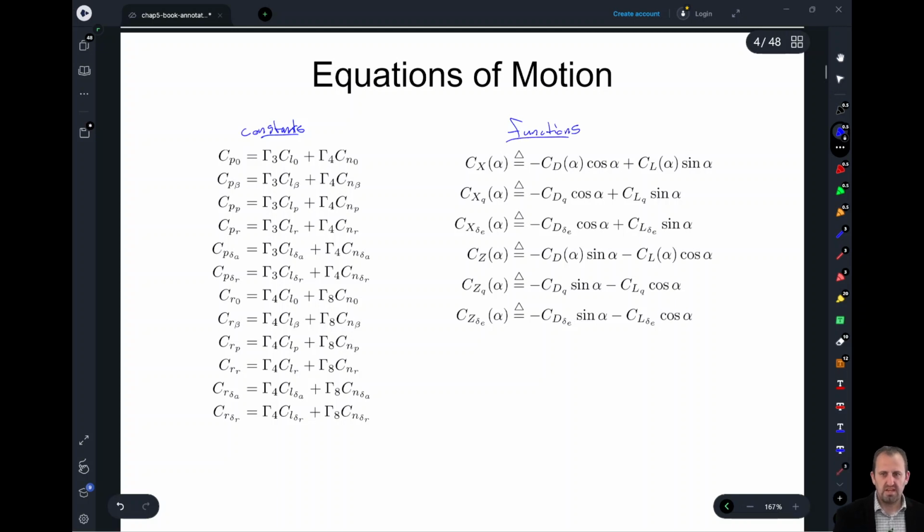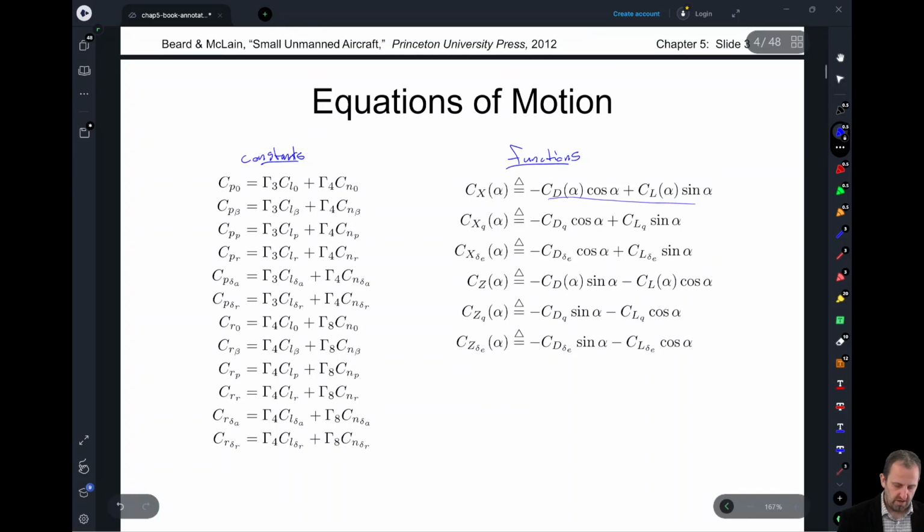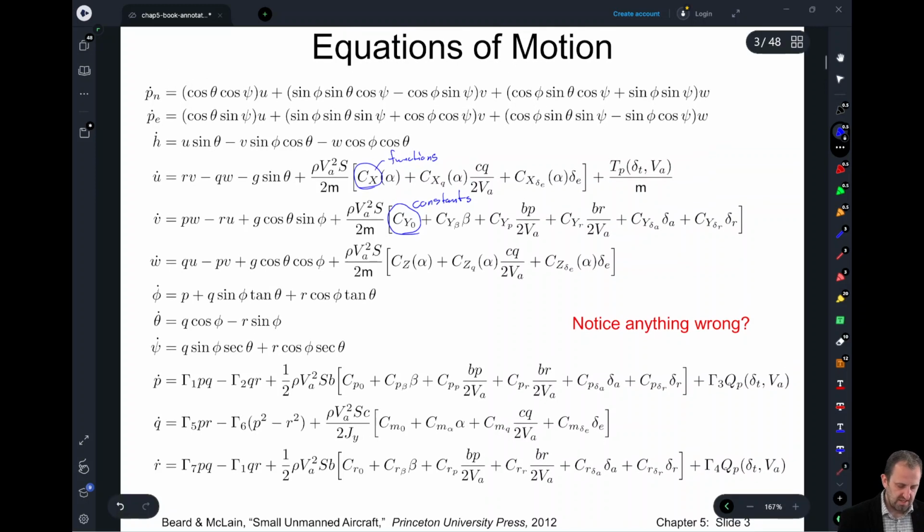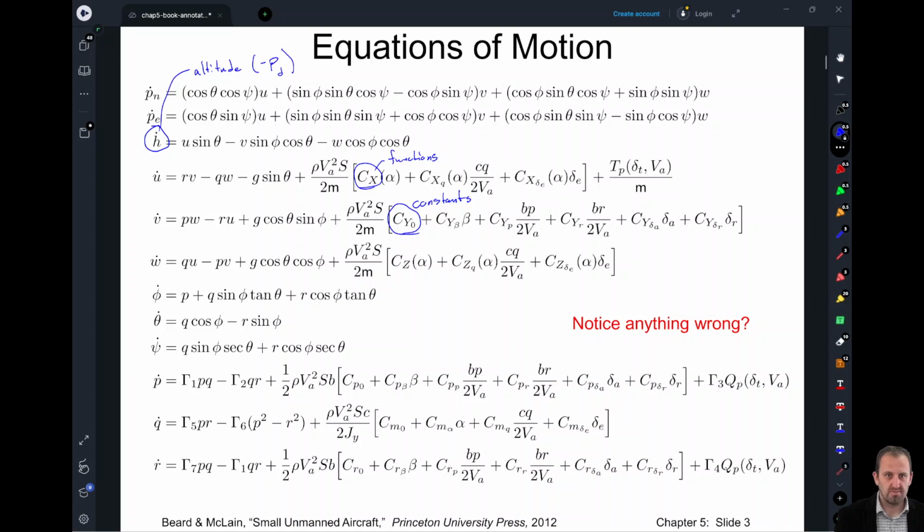Now that we know that those are just functions of alpha or whatnot, even though it's maybe somewhat complex, we can just write it in a really quick fashion up here above. So we have constants and functions. Another difference that you'll notice is that in this lecture we'll write things in terms of h dot. This is our altitude. So in other words, this is a negative, whoops, not n, but p sub d. So it's the negative of our down, our altitude.